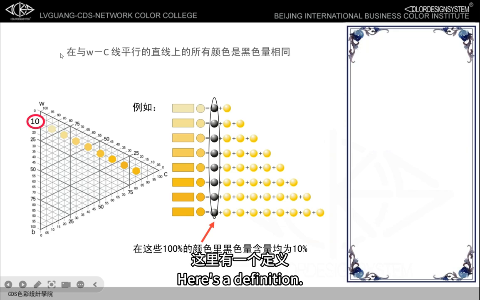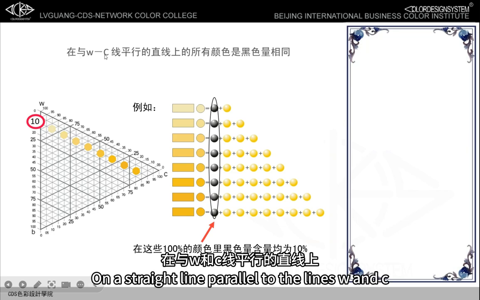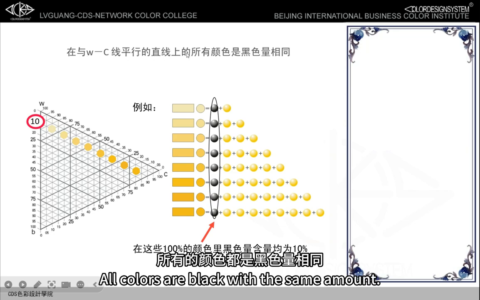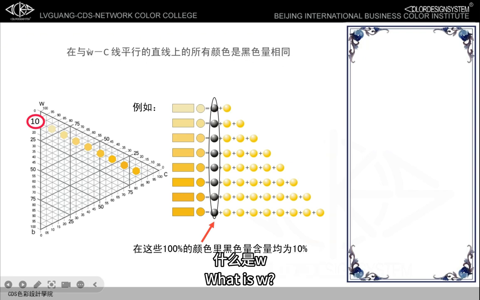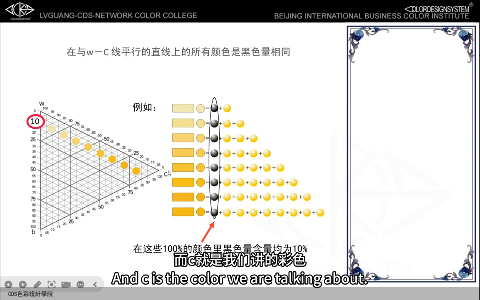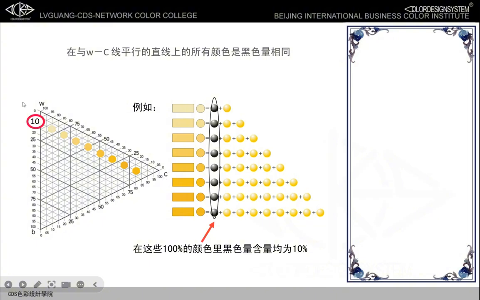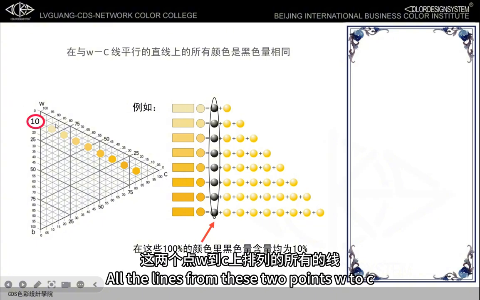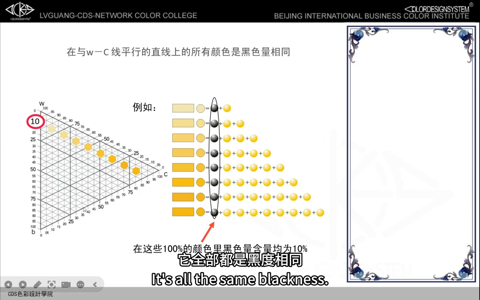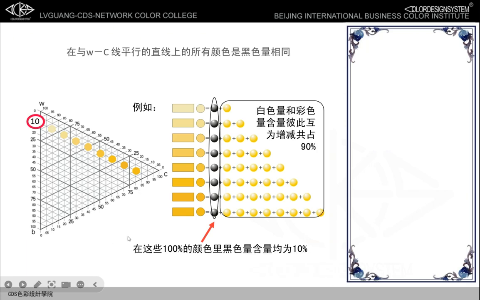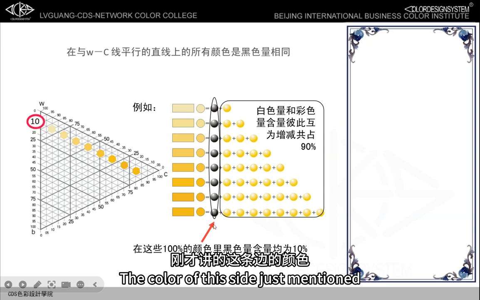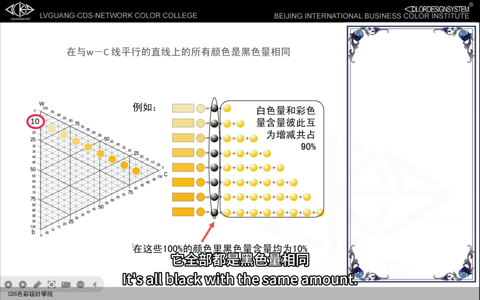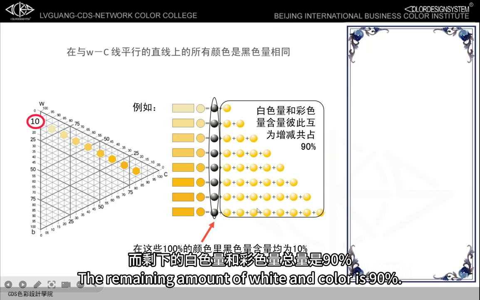Here's a definition. On a straight line parallel to the lines W and C, all colors have the same amount of black. What is W? This is white, just W. And C is the color we are talking about. All the lines from these two points W to C have the same blackness. The colors on this side just mentioned all have the same amount of black. The remaining amount of white in the color is 90%.